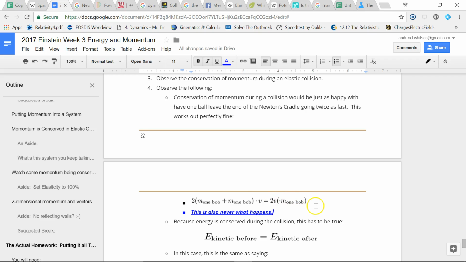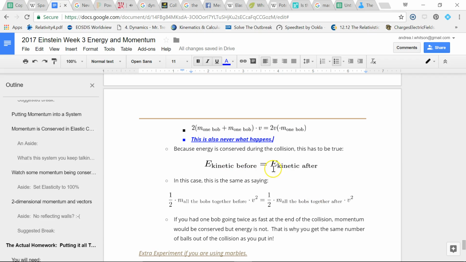Okay. The reason is because the energy is conserved, the energy is the same before and after. So the reason why is you have to look at this math equation. This is the one part where you need to go and look at this particular math equation. If you had one bob going twice as fast at the end of this collision, energy would not be conserved. So that's why one ball going twice as fast never comes off the end.